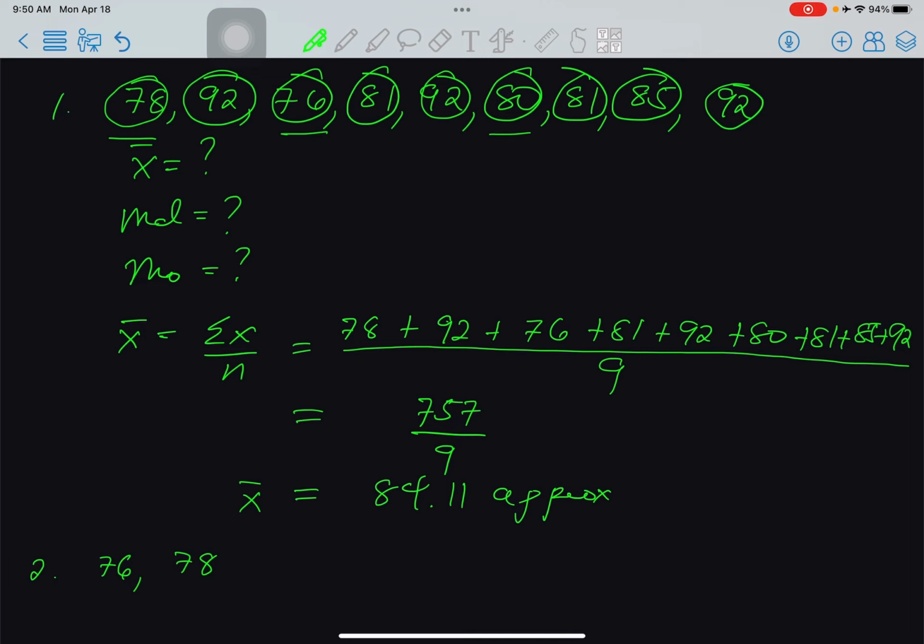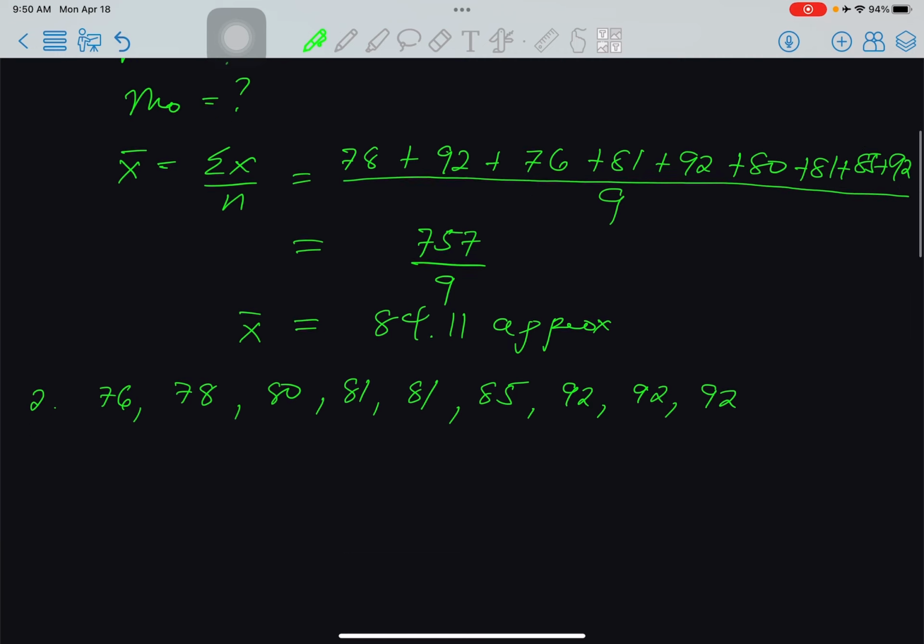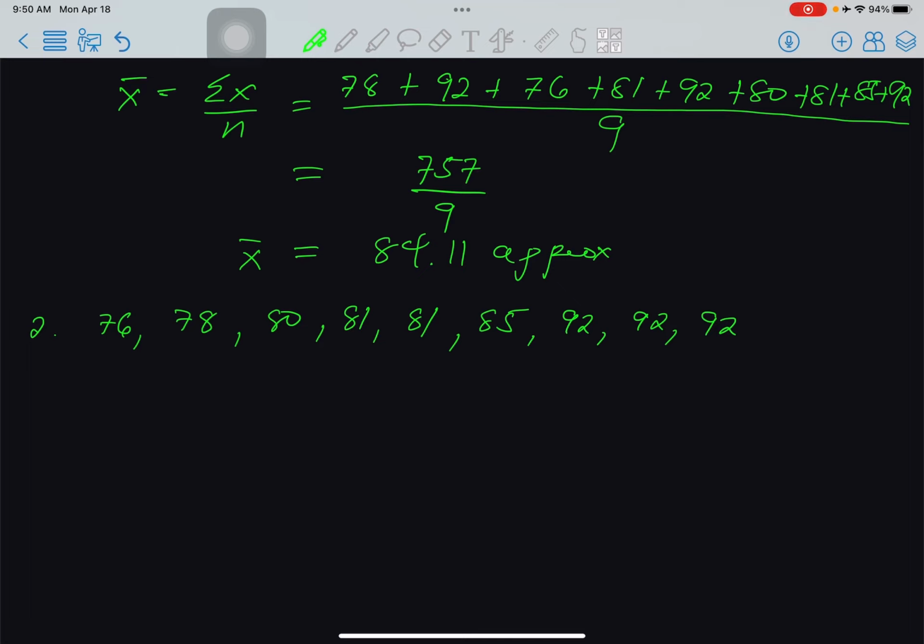Now, after 78, what is next? We have 80. Then after 80, we have 81. There are two 81 scores. So 81, then another 81. Then after 81, we have 85. Then what's next? We have three 92 scores. So 92, 92, and 92. So we have now the arrangement of our scores. We already arranged our scores from the lowest going to the highest, or in short, ascending order. Ascending order, meaning from the smallest one going to the highest.